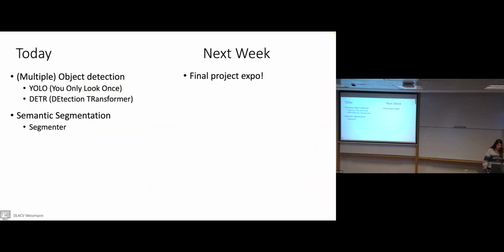So today we talked about two other options for object detection: YOLO, which is much faster, and another option based on transformers. We also briefly saw another option for segmentation using a transformer. And I think, if I'm correct, this is the last lecture of the course.